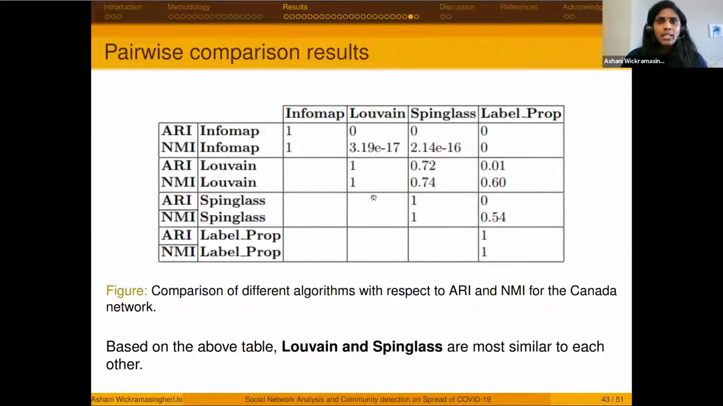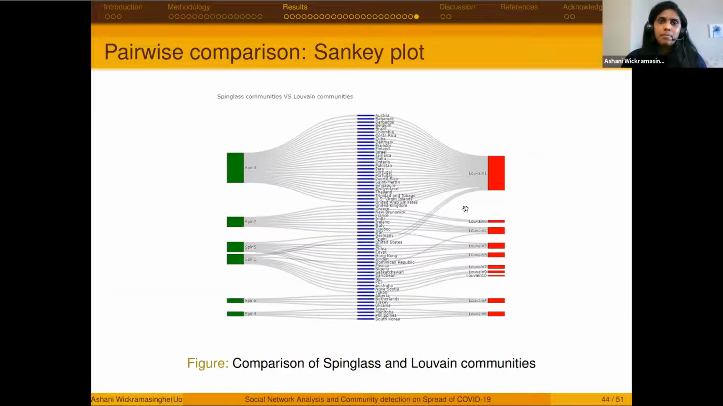So here we compared those results using ARI and NMI, and the spin-glass and Louvain comparison has the highest values. So these two have the most similar outputs. The Sankey plot illustrates the similarity between these two as well. Here we can see that the last two communities of both algorithms have the same nodes.